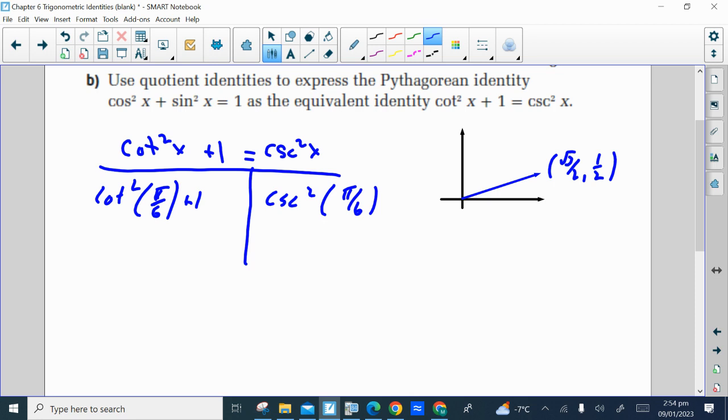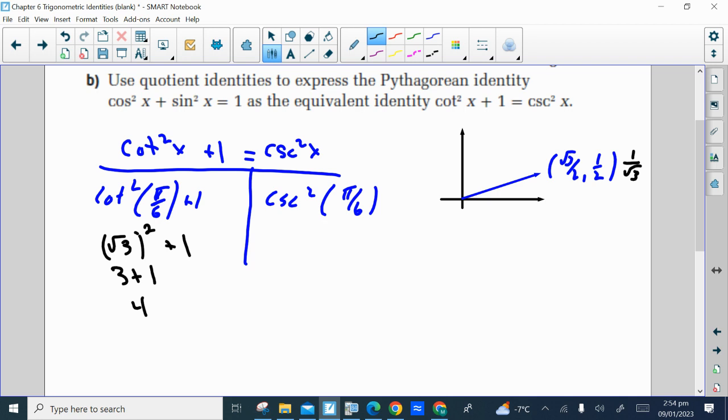And the tangent was 1 over root 3 or root 3 over 3. The reason I wrote it as 1 over root 3 is because I need the cotan, which is the reciprocal of tangent. The reciprocal of 1 over root 3 would just be root 3. And again, the cotan squared means that that has to be squared. When you square root 3, you'll get 3 plus 1 is 4.